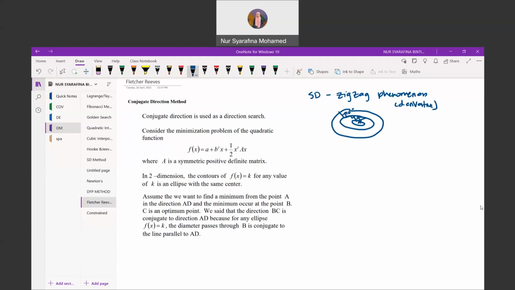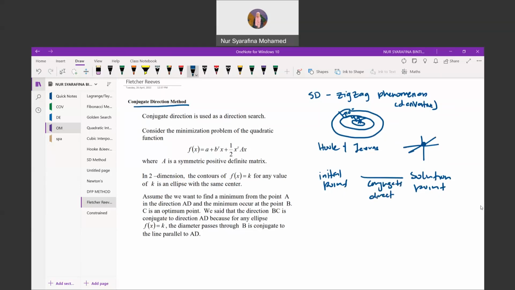And then in terms of Hooke and Jeeves, the movement process is through right, left, up and down, in front and back. Now in terms of conjugate direction method, it still moves from the initial point to the solution point by conjugate direction. So how will the conjugate direction move? We are going to discuss this method.